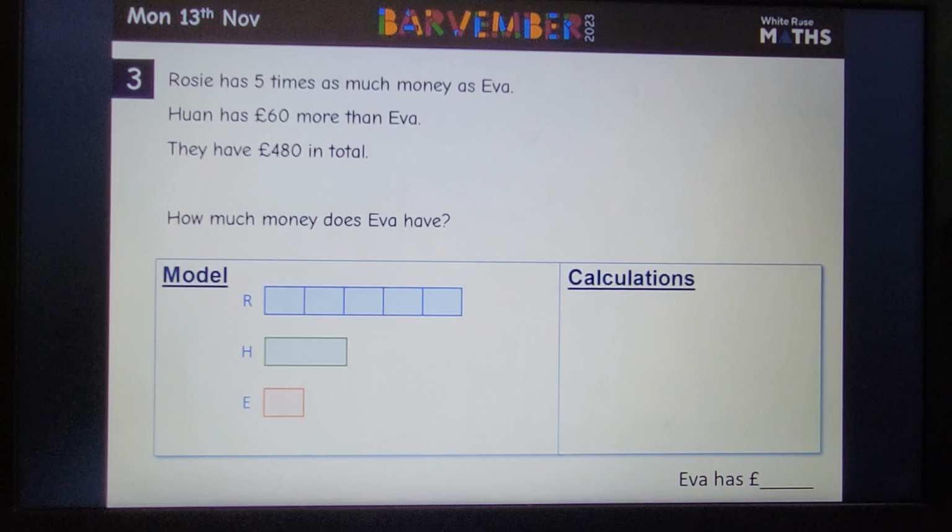We don't quite know how big that box is, but we know that part of his amount will be the same size as Eva's, and then he's got £60 more, okay? And in total, all of those together make £480, all right? So, in looking at this, we've got to peel away. This is a little bit of algebra, I guess, as well, because we've got to strip back the bits that we don't need to leave us with all the boxes of the same size.